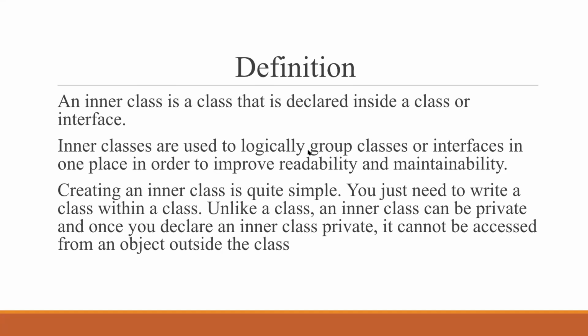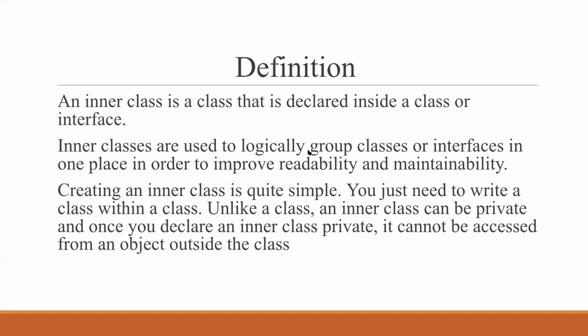I hope you guys saw, or you were lectured about, visibility modifiers, right? Where you saw public, private, and then there is the default as well. So we are saying here that unlike a class, an inner class can be private, but once you declare an inner class private, it cannot be accessed from an object outside the class. We are going to look at this by using some code examples, because this will help you guys easily conceive what exactly I'm talking about.